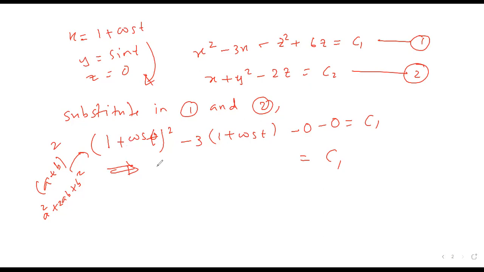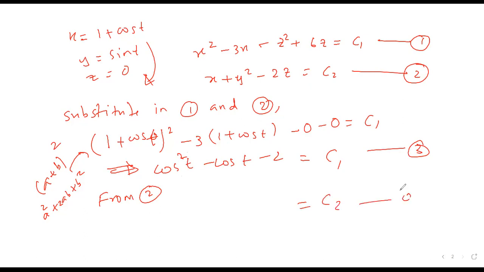So this will be cos squared t minus cos t plus minus 2. So this is our C1. Let's say this is our equation. And from 2, can you find the relation using this parametric? Can you find another one? What is C2? Just substitute in this equation and give me one.